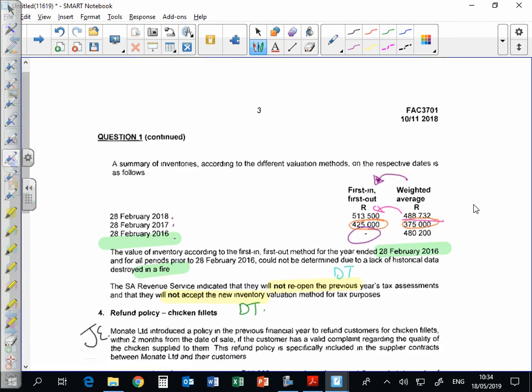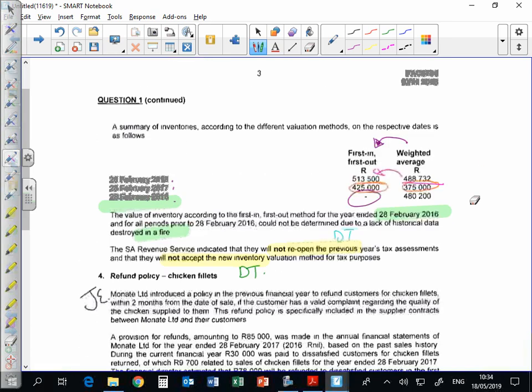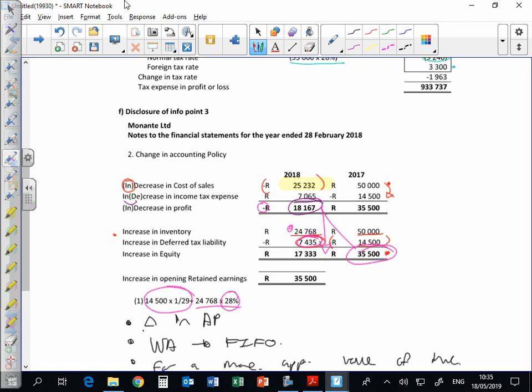Right. In terms of inventory, we have done our disclosure. That's what they asked for. Did they tell us that this is all already recorded? They did say that, didn't they? Everything's already recorded, doesn't affect my tax calc. However, it does affect my deferred tax calculation. And because they did not reopen last year and they will not accept this year, we will have inventory in both those calculations. Right, so let's have a look at our deferred tax then.